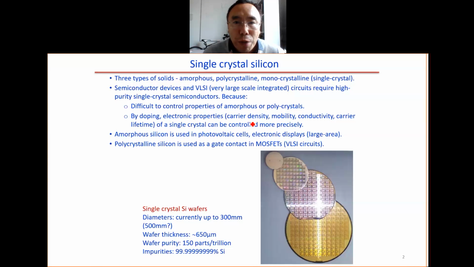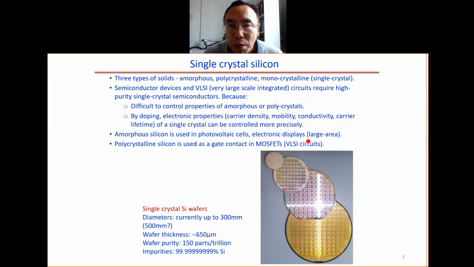For example, by doing the doping, we can control the electronic properties of the single crystal material better than amorphous or polycrystal silicon. Amorphous silicon is used for solar cells, but not very high. Solar cells still mainly use single crystal material. Maybe 10% of the market uses amorphous silicon, and also for the displays.